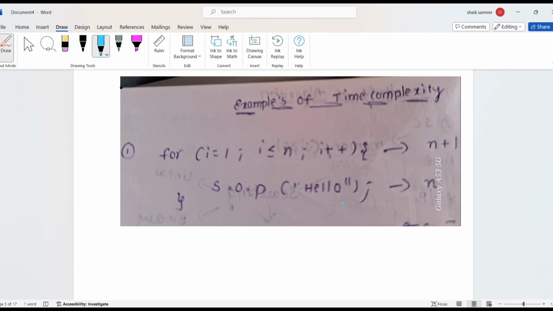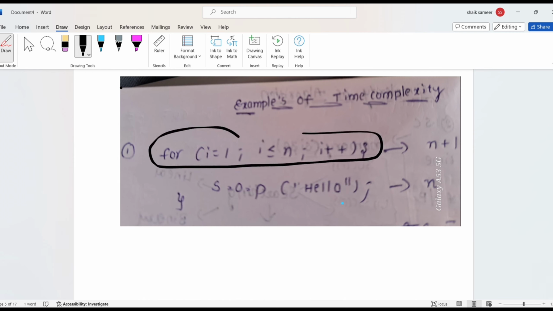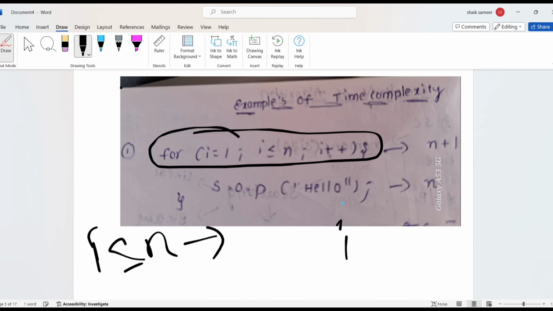So this is an example of time complexity. I have taken these examples from many websites. You can follow these examples. Okay. So first, look into this statement. It is given i less than or equal to n. Before that, in the previous example, it is given j only less than n.